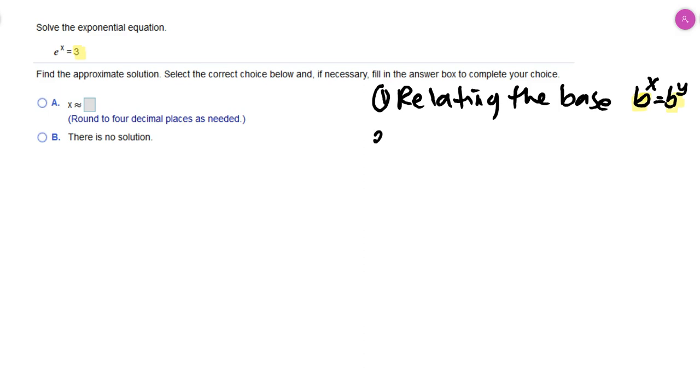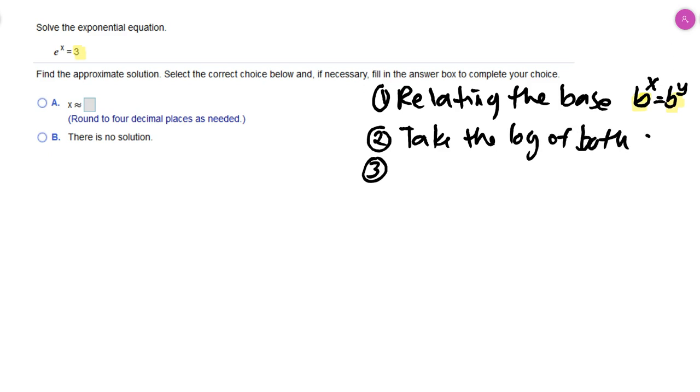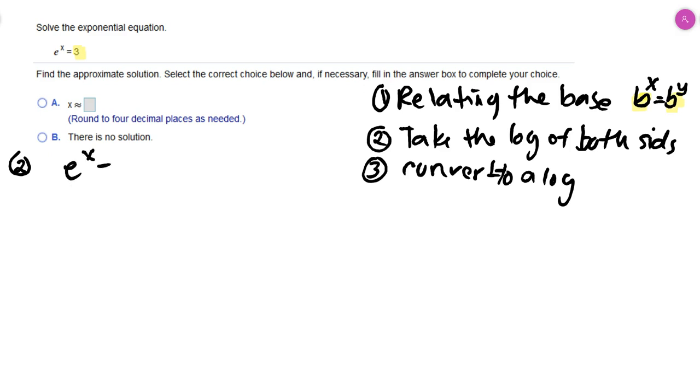Then there are 2 other methods that I typically use, and that is to take the log of both sides or to convert to a log. Either one of those methods will work on this example, so I'll show you both. For method 2, which is to take the log of both sides, you would start off with e to the x equals 3.